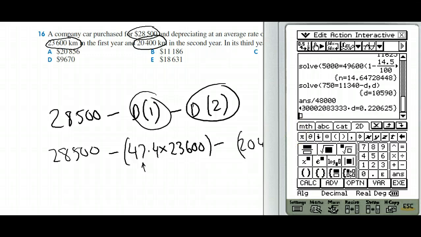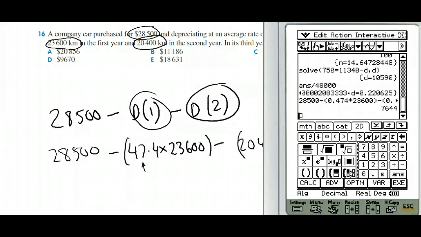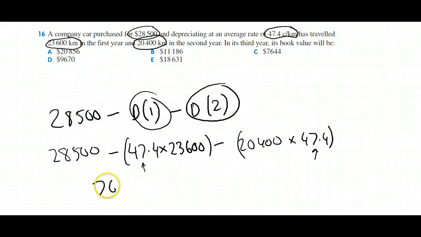So 47.4 cents in dollars, it's going to be 0.474, and it gets multiplied by 23,600. Put that in brackets, and we should have put at the start 28,500. That was our principal. So minus that in the first year, and then in the second year we've got to take away 0.474 times 2,400 kilometres in the second year. And after you've taken away all that value, you get 7,644 left. Okay, so that's the remaining value of the car after those 2 years. So in its third year, that's the value.